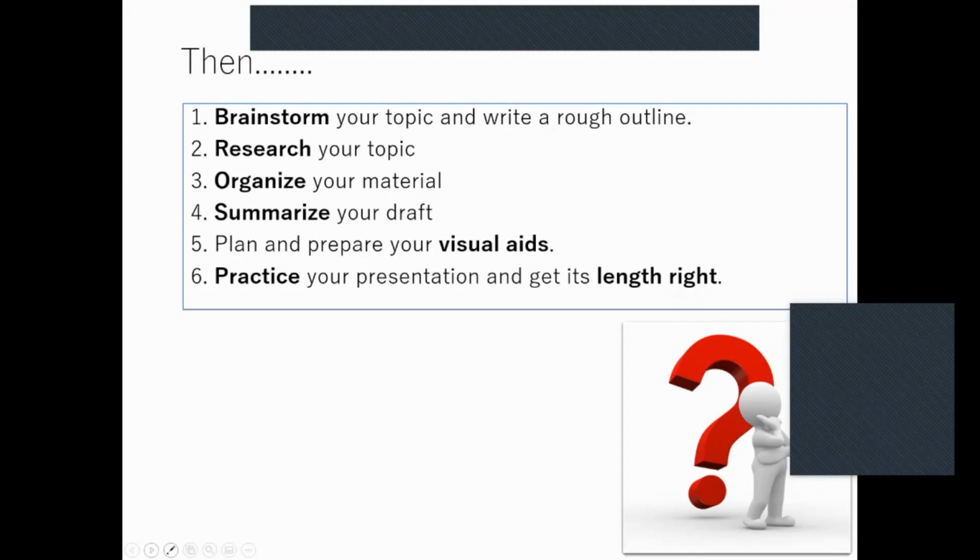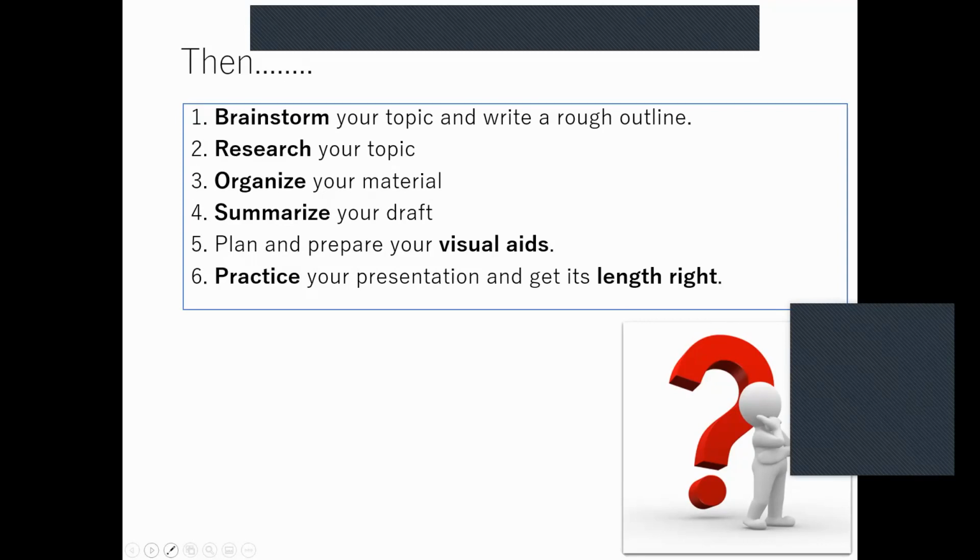And then number four, summarize your draft. After that, you will have to summarize, otherwise you will not have enough time to present, right? So summarizing your draft is very important. Then number five, plan and prepare your visual aids. How to make it, how to give animation, the design of your slides. This is related to your PowerPoint, how to make it more attractive. Plan which color to use. If the color of Yamaguchi University is green, let's choose the green color, something like that.